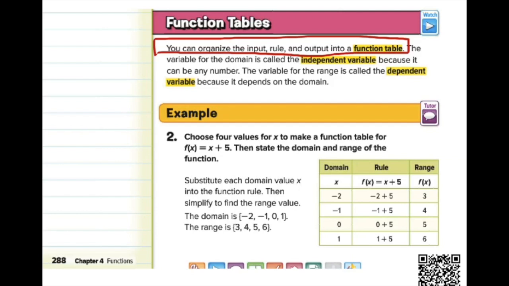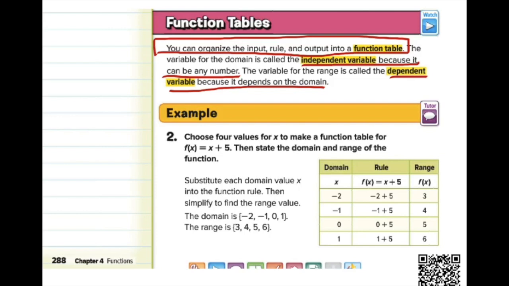Now there's a little more information here about the independent variable and the dependent variable that might be helpful for you to add. The independent variable is independent because it can be any number. The dependent variable depends on the domain. It's basically what I'd said before, but this may be a wording that is helpful to you. So if you want to add anything to your independent and dependent variable vocabulary, you might want to add that. So our independent variable can be anything.